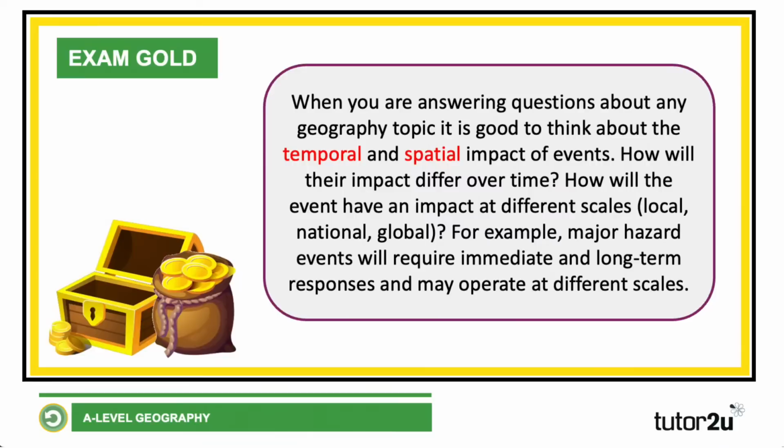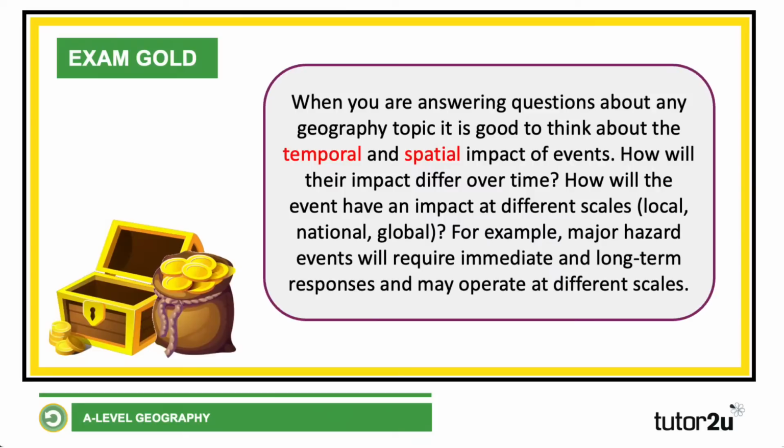Thank you. So when you're thinking about any geography topic, whether it's physical or human, whether we're thinking about hazards, coasts, water and carbon, think about temporal and spatial impact of events. So temporal is how they will differ over time. And then spatial is thinking about the impact at different scales. When we're talking about local scale, we're talking about a relatively small area.